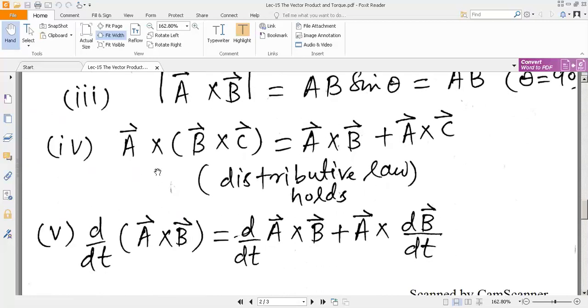If there are three vectors, A cross B cross C, ordered in this way, then we can write this order of cross product in this way: A cross B plus A cross C, and we say that on the basis of this expression, the cross product holds the distributive law.